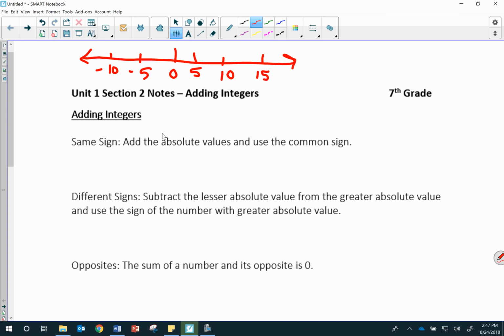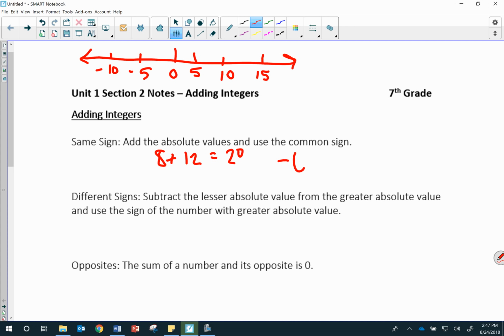The first thing to think about is, do the integers have the same sign? If the integers have the same sign, we're going to simply add them and use the common sign. So one example would be 8 plus 12. We know that these numbers are both positive, so we're simply going to add them and keep the sign, which would remain positive. 8 plus 12 does in fact equal 20.